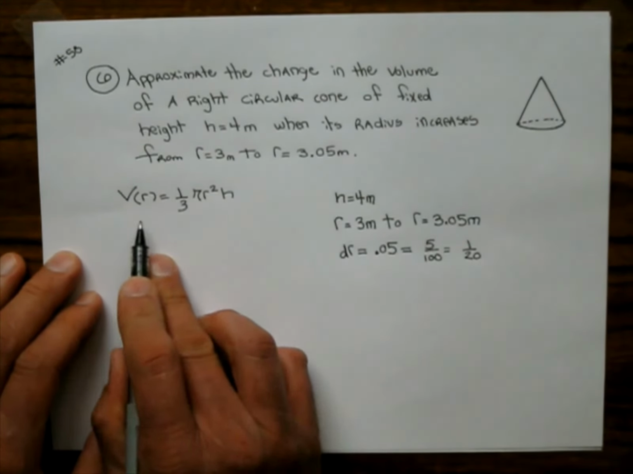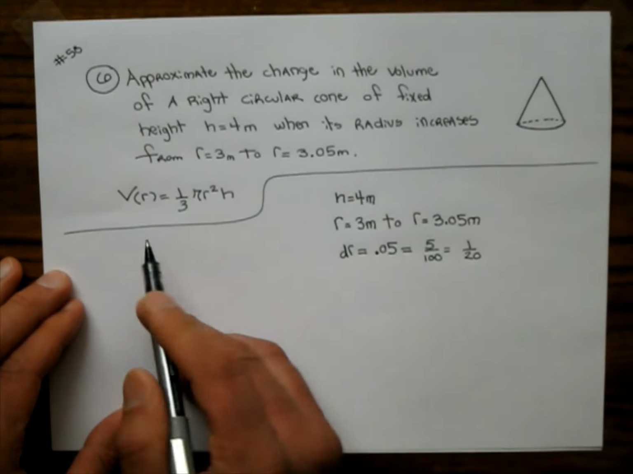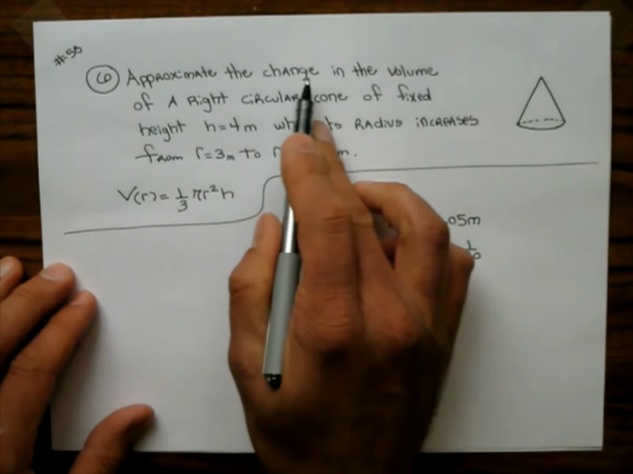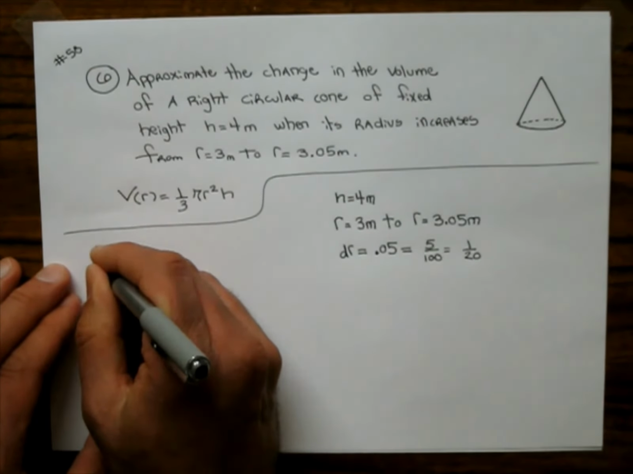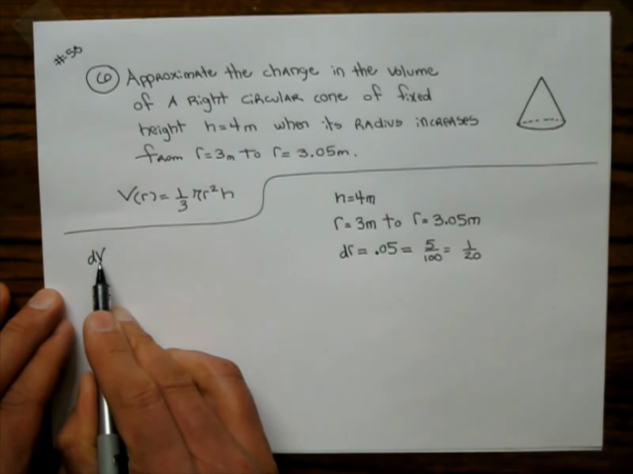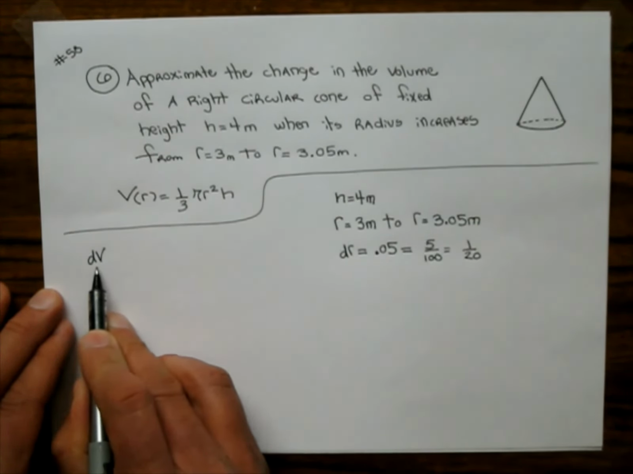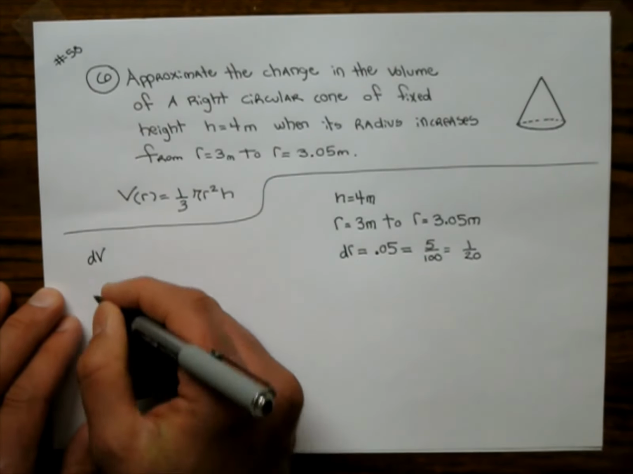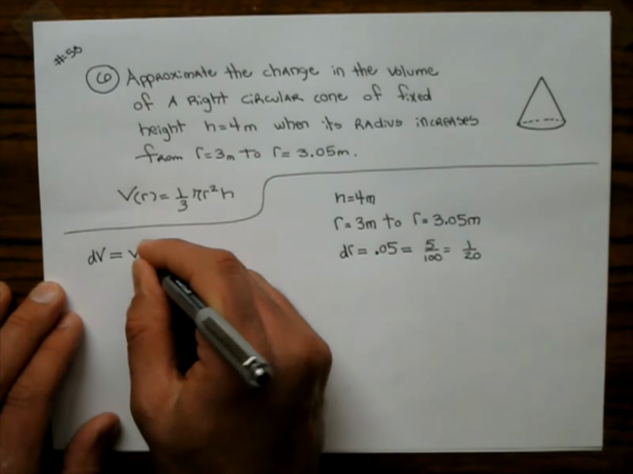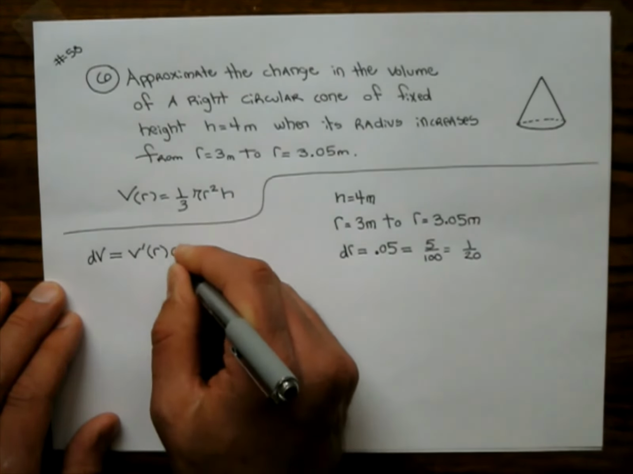Okay, so now we come over to this formula, which is given. It's not like you're going to have to remember all these formulas from geometry. And you want to approximate the change in the volume. So approximating the change in the volume, we're going to use dV. The actual change of the volume would be delta V. So this is the approximate. We're using a tangent line to do this. And this is the whole differential thing. So this is going to be V prime of r dr.